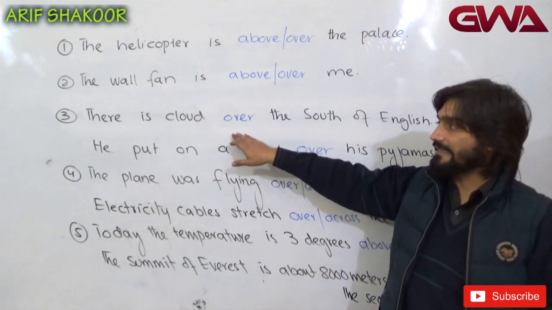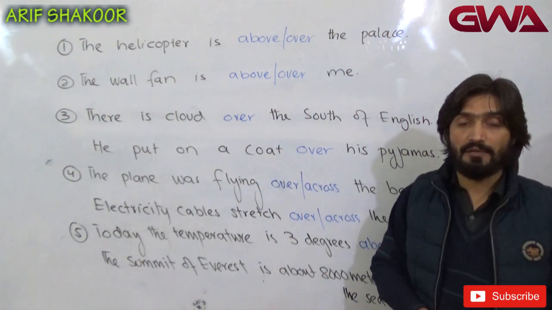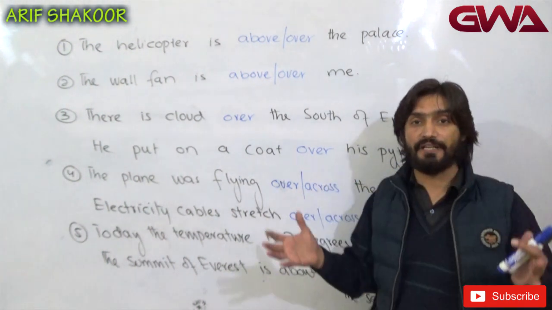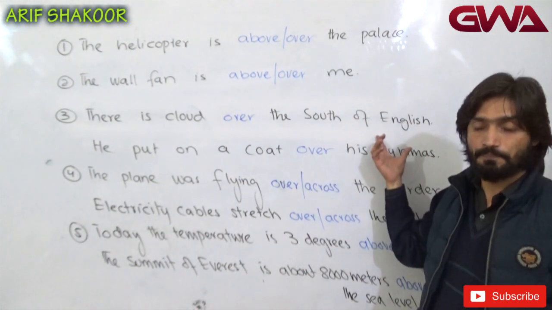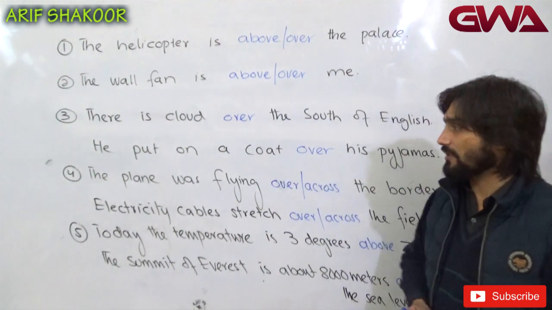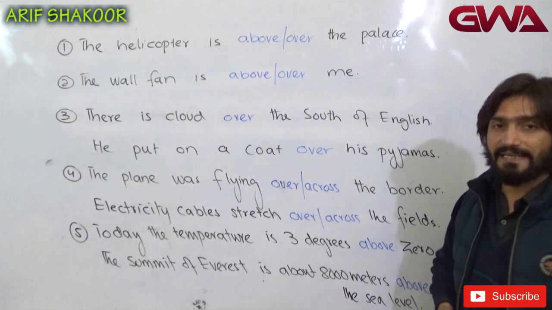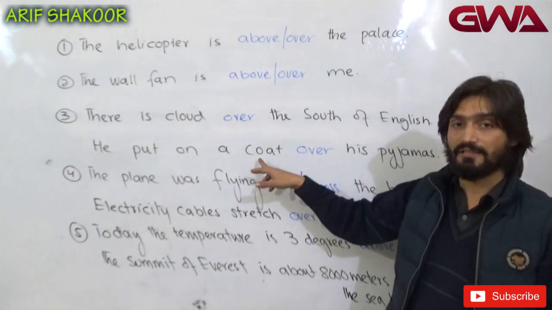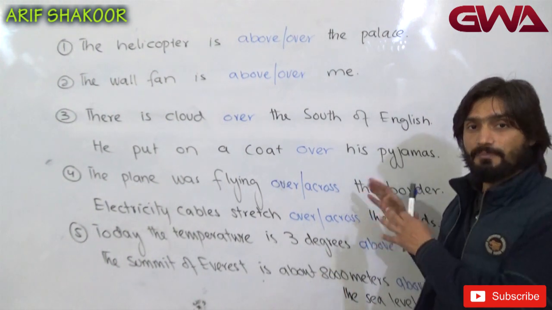Number 3, there is cloud over the south of England. Now here over means that it is covering this place. Another example in the same case, he put on a coat over his pajamas. Now here over means that the coat covers his pajamas.